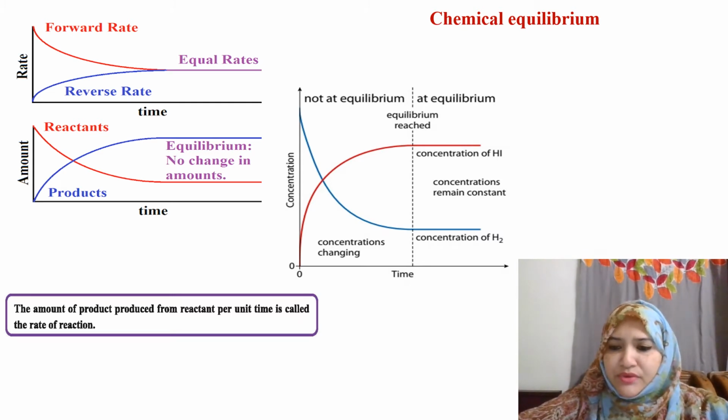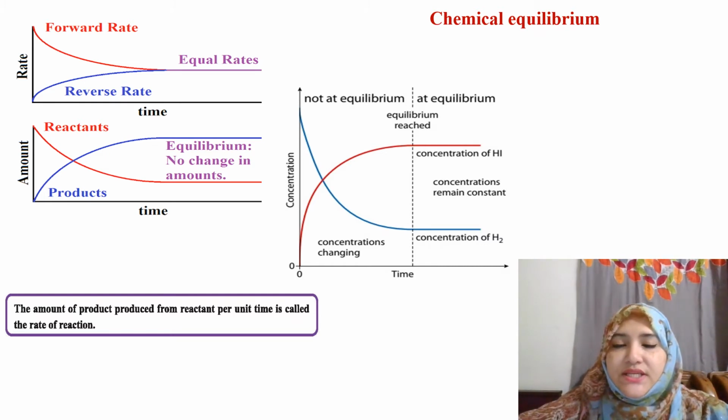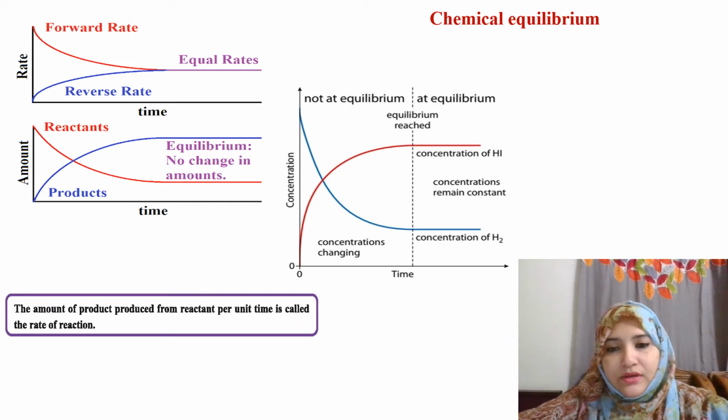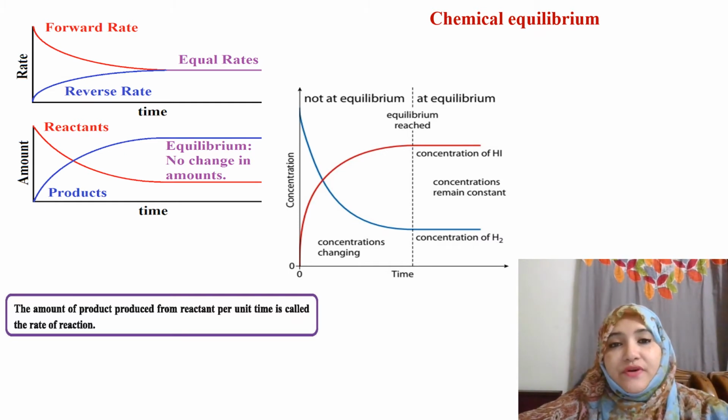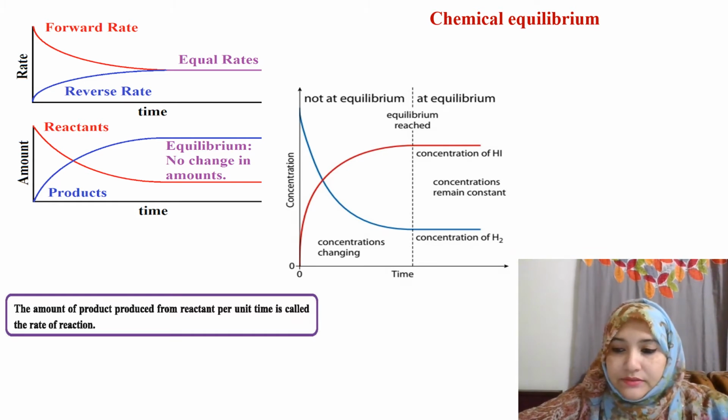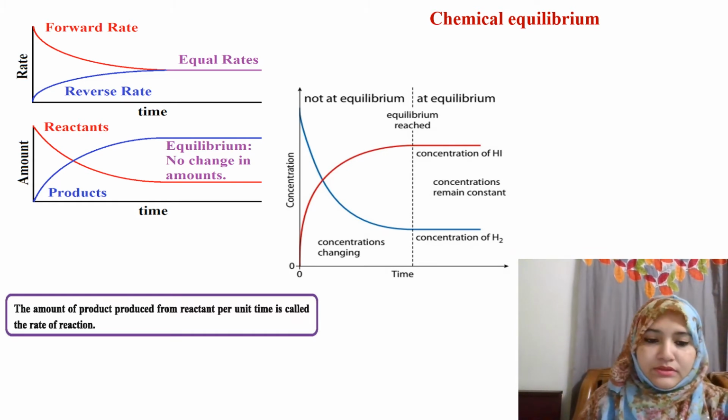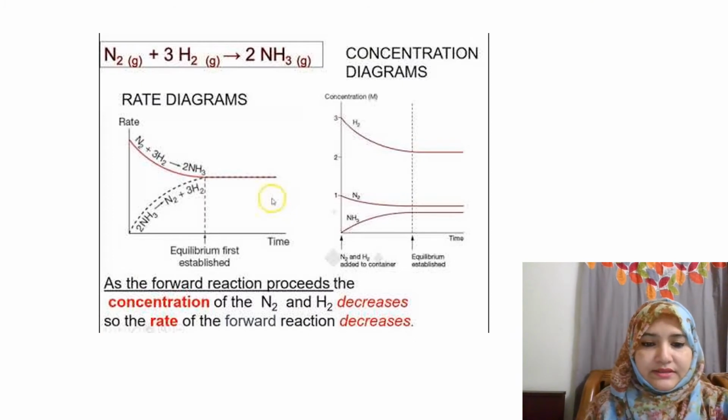In summary, we can say a chemical system is said to be at equilibrium when the rate of forward reaction is the same as the rate of reverse reaction. If you have to answer the question what is chemical equilibrium, you can easily define it like that: a chemical system is said to be at equilibrium when the rate of forward reaction is the same as the rate of reverse reaction.